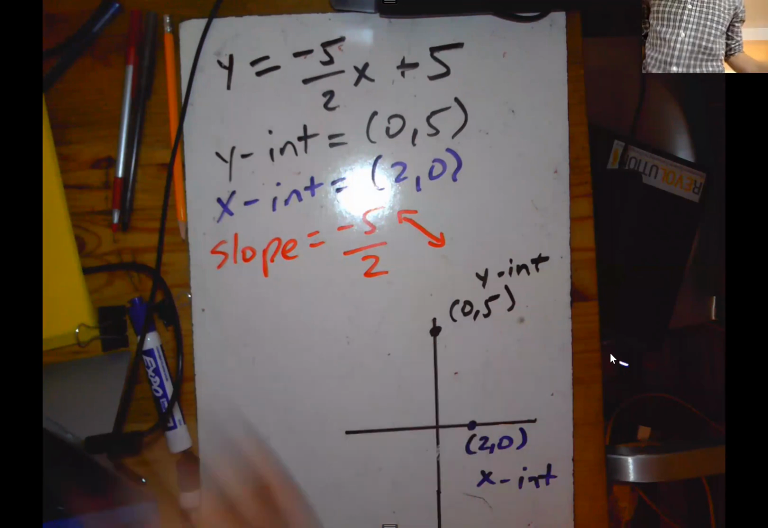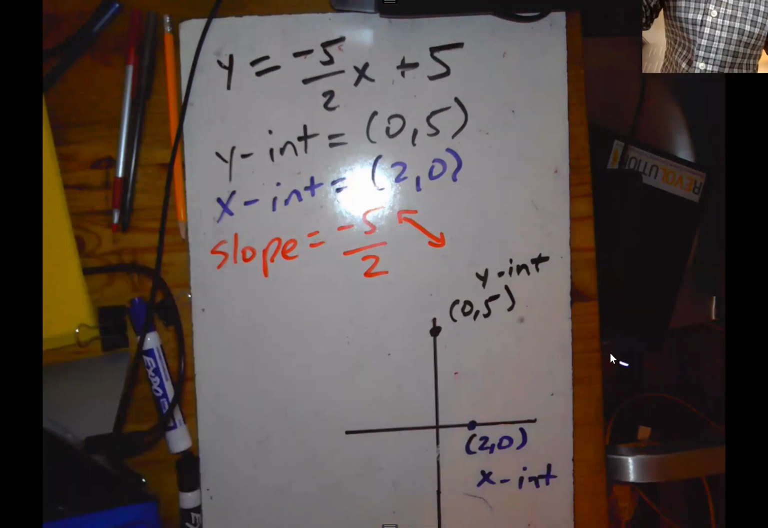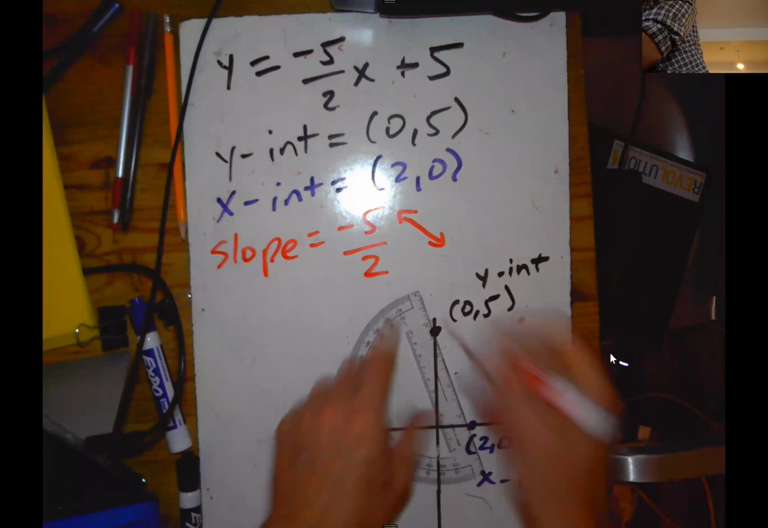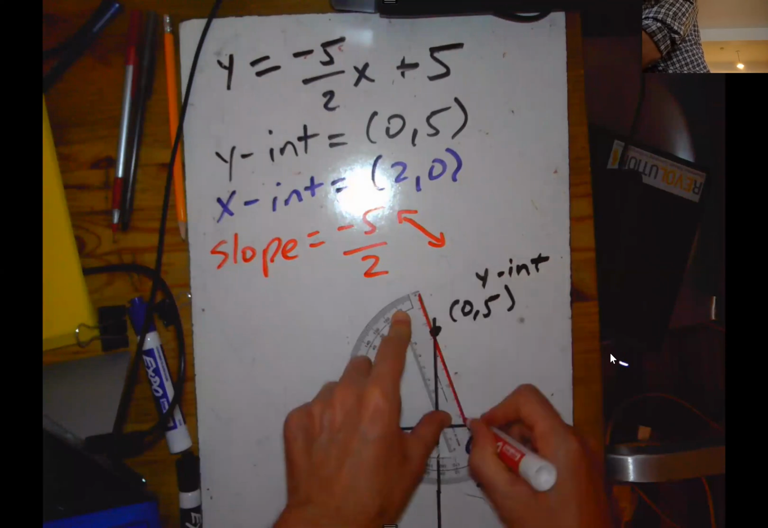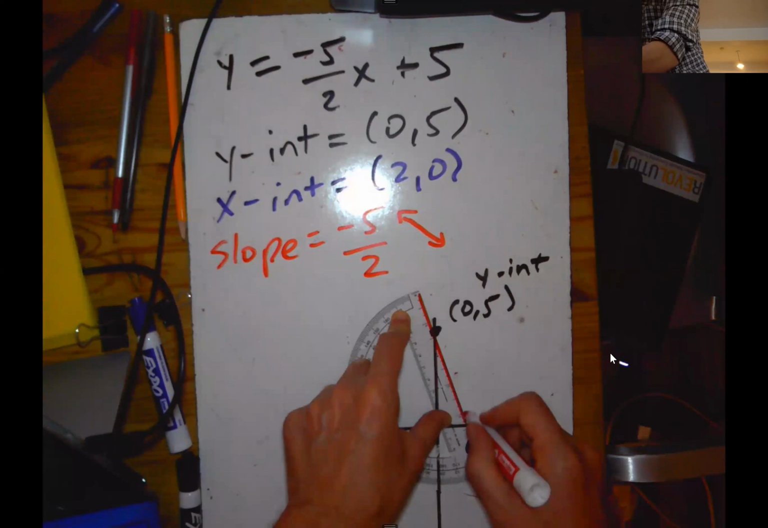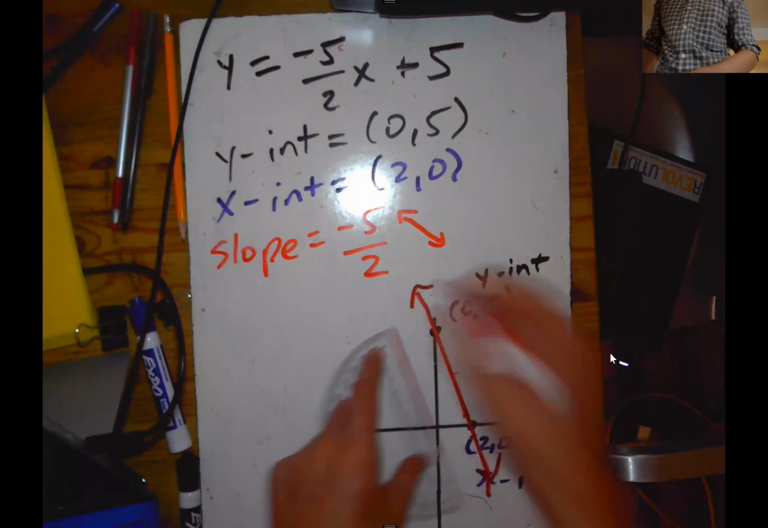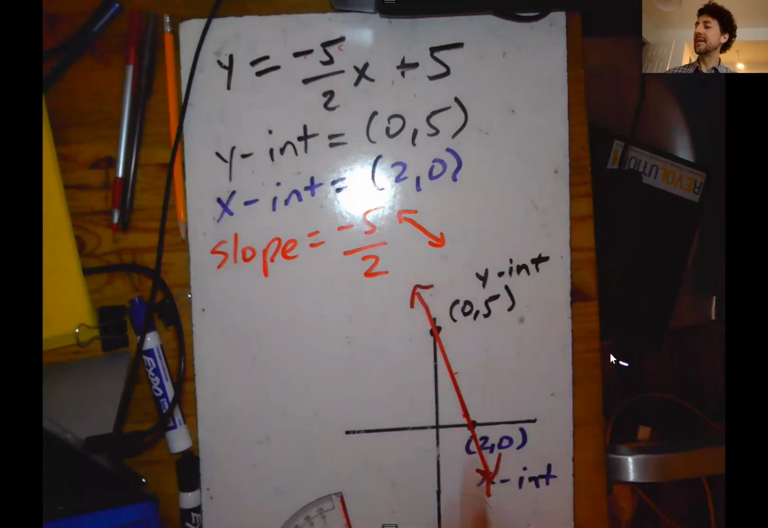Finally, I can connect the dots using a straight edge. Oops. Like that. And there's my line passing through (0, 5) and (2, 0). What this means is that I don't need graph paper to sketch a good graph of a linear equation. I just need to know the y-intercept and the x-intercept, and then use a straight edge to connect them.